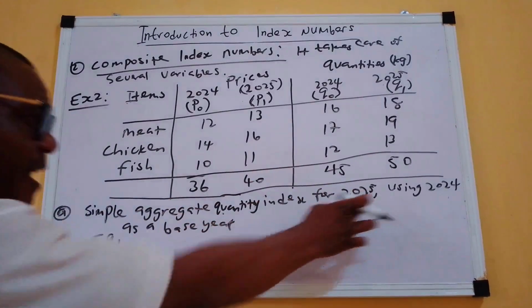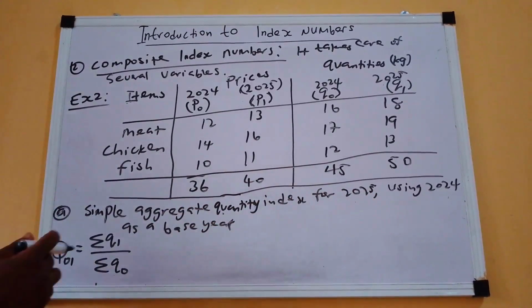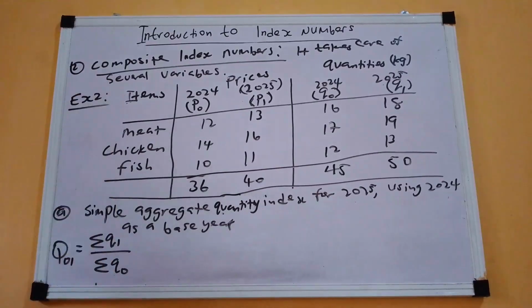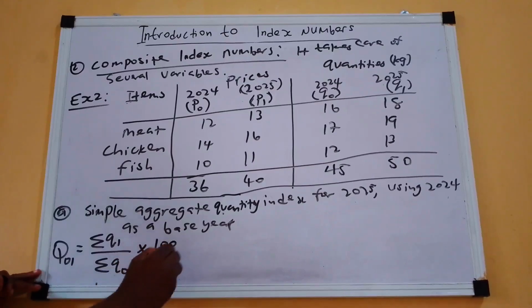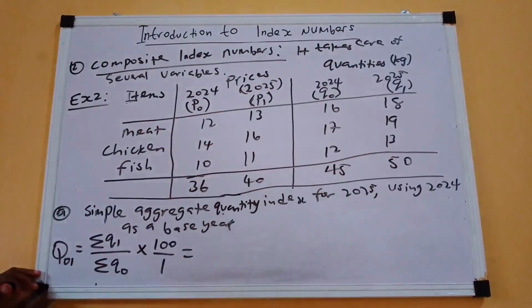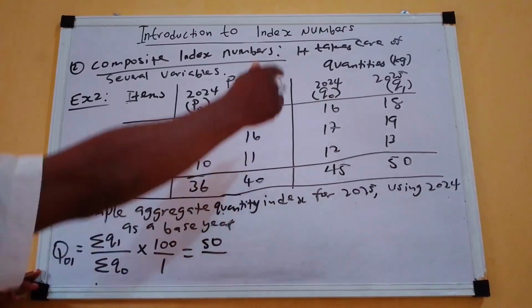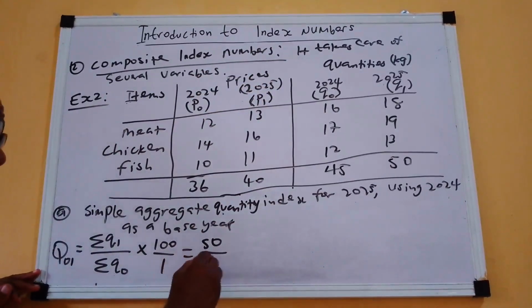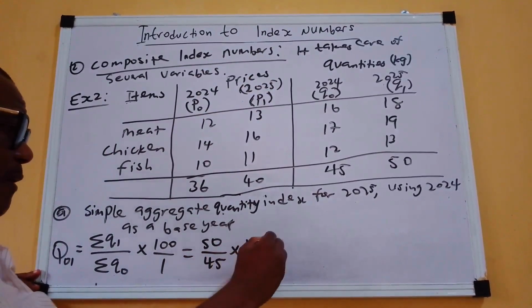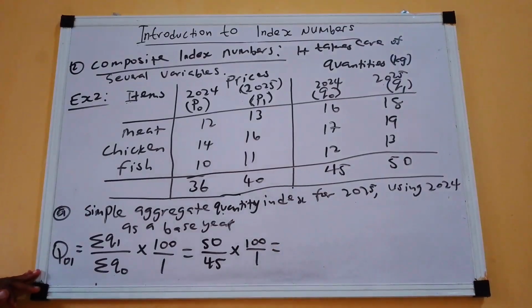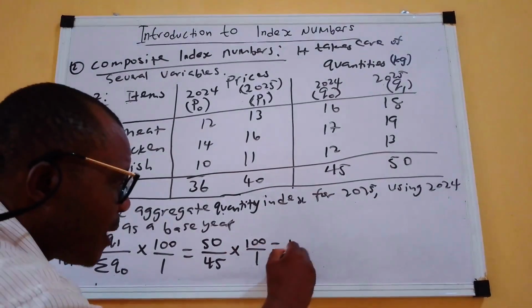So we are using 2025 as the current year, so we want to calculate the simple aggregate quantity for these three commodities, because composite index numbers deal with several variables or several commodities as compared with the simple index numbers. So we are having these times 100 all over 1. So for 2025, that's our Q1, the sum of the quantities in kilogram is 50 all over, for 2024, that's our base year, is 45, then times 100 all over 1, and that will give us 111.1%.